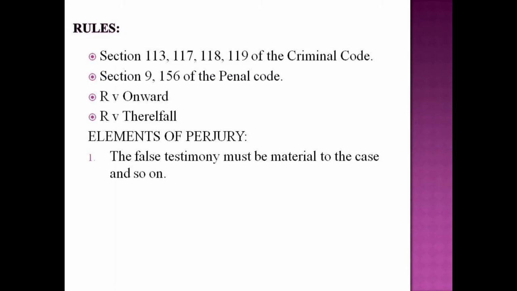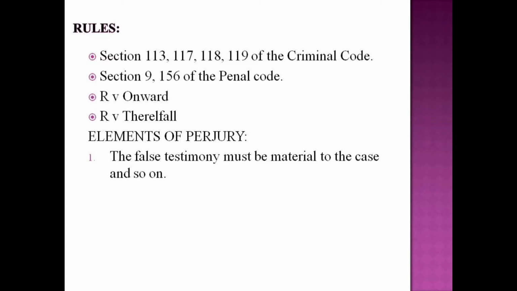So for the rules section in these facts, I gave some cases and also some sections as well. Section 113 of the Criminal Code provides the definition of judicial proceedings, Section 117 covers perjury, Section 118 the punishment of perjury, and so on.